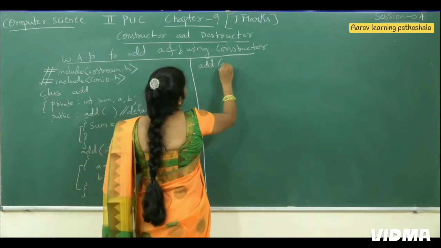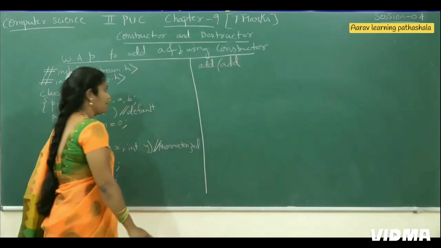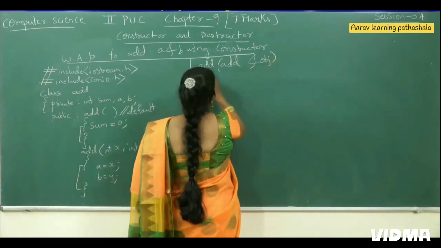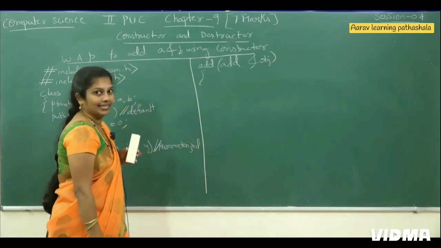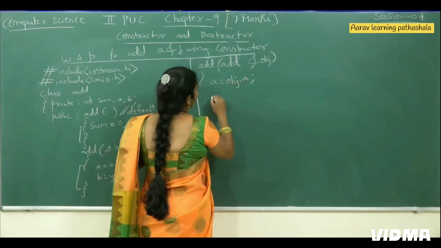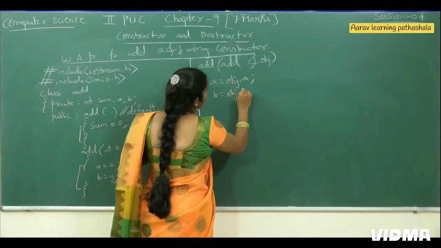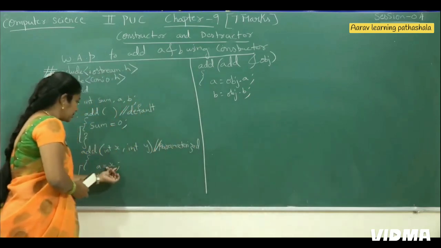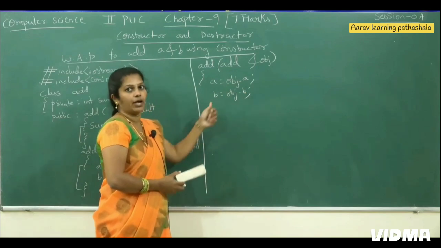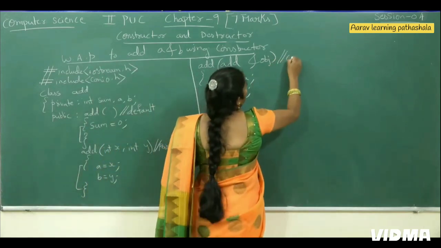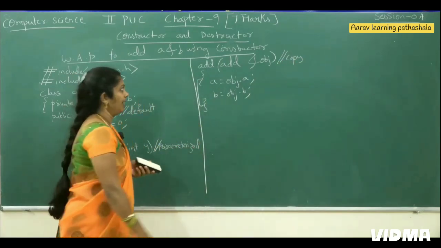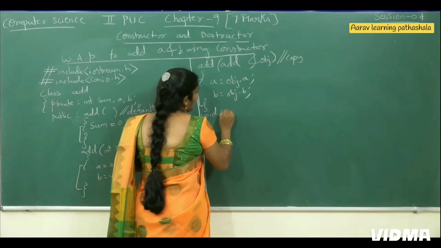Next, I am going to explain the copy constructor. Add, inside the bracket, once again add, ampersand object. We are using the address of the object. Then a equals object dot a, b equals object dot b. That is, the x value is taken by a, and the y value is taken by b. The a value is copied to a, and the b value is copied to b. It is nothing but copy constructor. Then close this one. Next, one more regular function I am taking, that is void compute function.